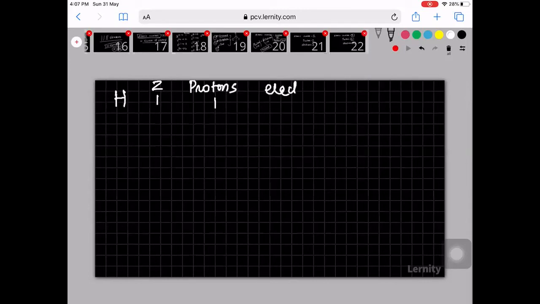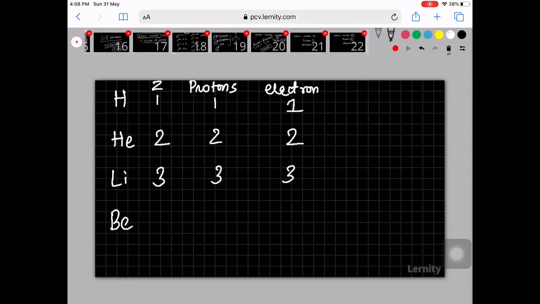Similarly, let me take the next element, helium. The atomic number, the number of protons, of lithium and the number of electrons will also be 3. Next is beryllium. The number of protons will be 4, and electrons will also be equal to 4. So we know about protons and electrons.